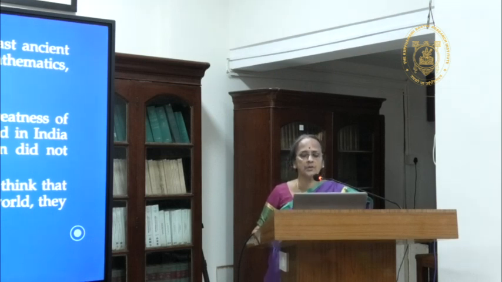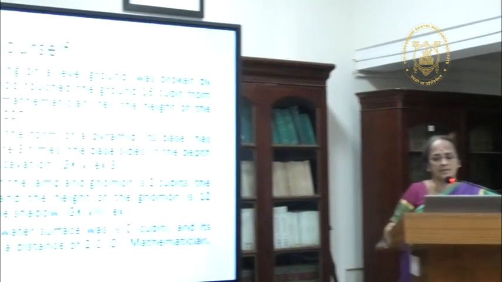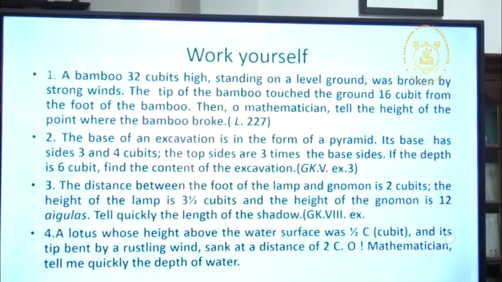Most of the Indians do not know that a vast ancient scientific literature, including books on mathematics, science, etc., exists in India. The purpose of this workshop is to make the youngsters know about the greatness of the mathematicians and mathematics that existed in India centuries ago, while the other countrymen did not even know how to calculate. To boost up the self-confidence when they think that if their ancestors could excel the rest of the world, they also can, and to initiate them into new areas of research. There are some problems given, you can take a snack for this and you can work it yourself.